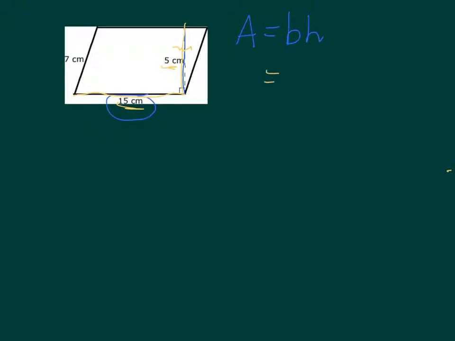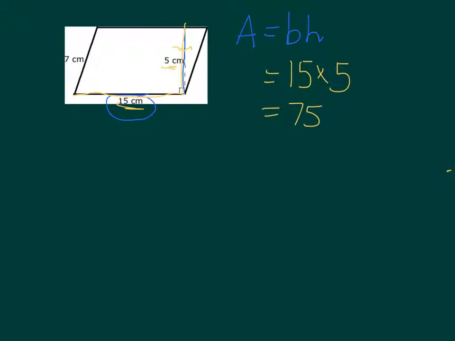So the area is base times height, so we're just substituting now. We've done quite a bit of that. We're just substituting base B for 15 and height for 5. Remember, no, we don't just write 155. BH means B times H. So our area is 15 times 5, which is 75.